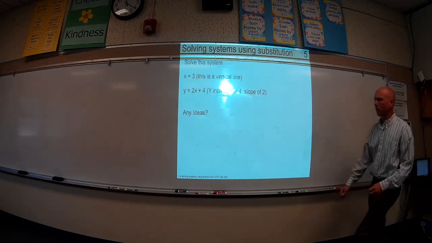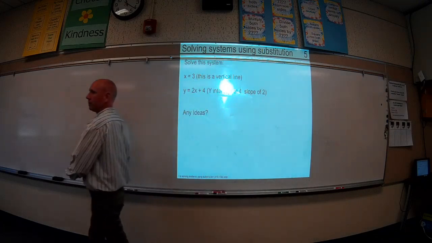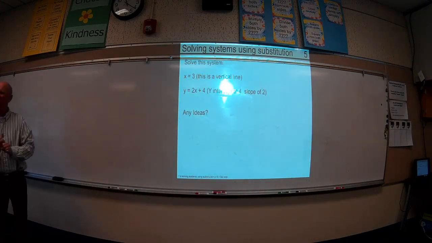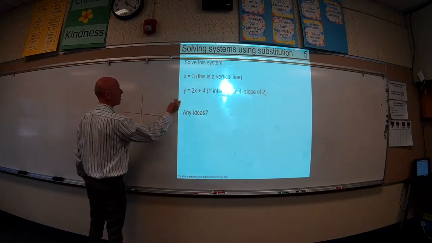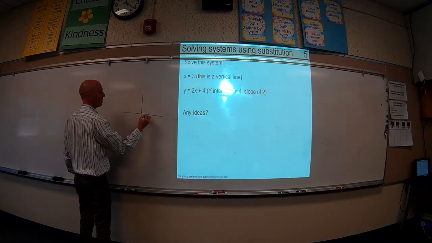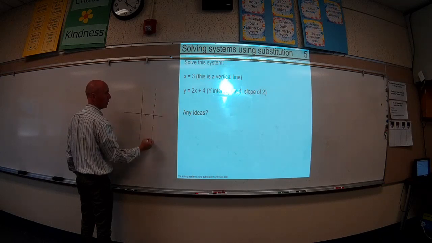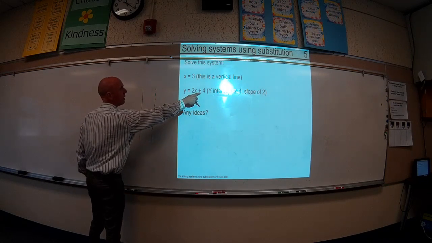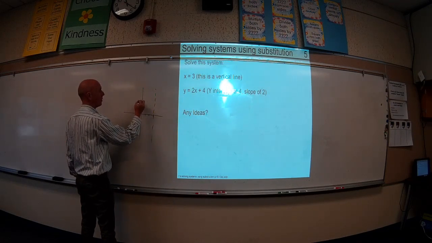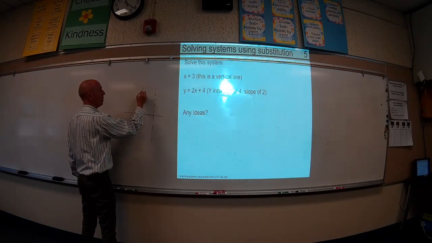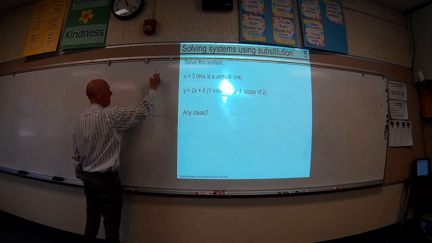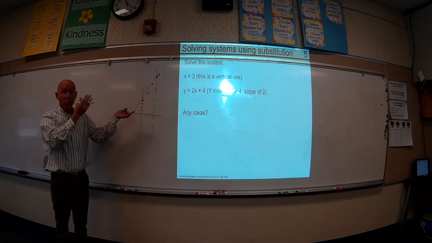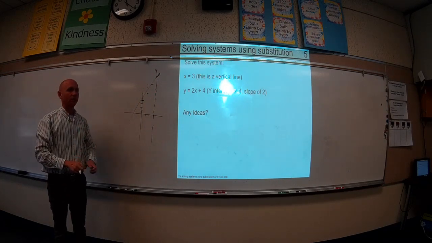So here's our first system. We're going to solve this. We could graph this. Don't worry about the notes yet. Where's x equals 3? Vertical line right there. And Liam starts at 4, 1, 2, 3, 4, and then he goes up over 1, over 1. Okay, I could do that, right? Don't want to do that.